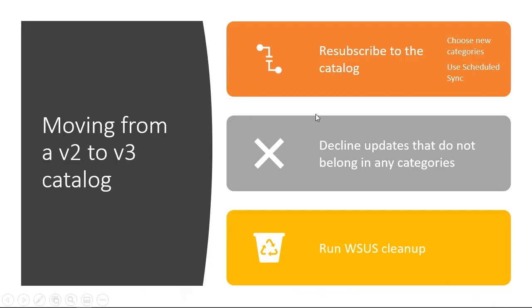So you need to resubscribe to the catalog and choose the categories that you want to bring in. And I really recommend here to choose as few categories as possible. Choose like 1 to 5, because every category you choose is going to bring in another 100 or so updates at least. After you do that, you need to decline any updates that don't belong in any of the categories that you selected. And I have a script later that I'll show that will help you do this automatically.